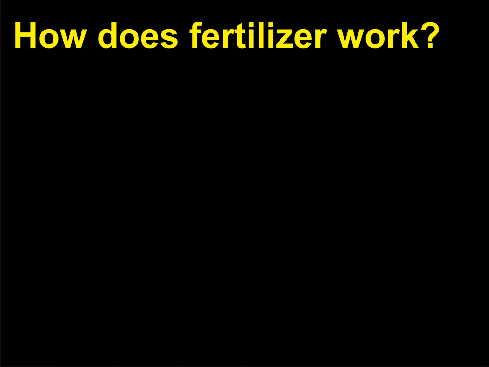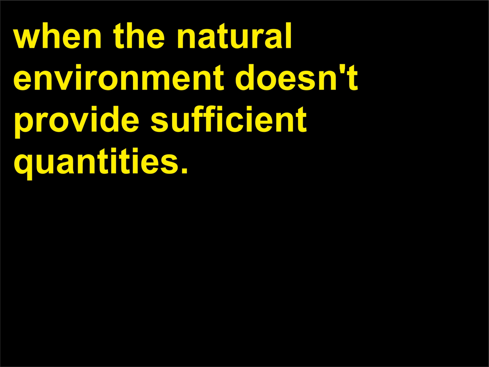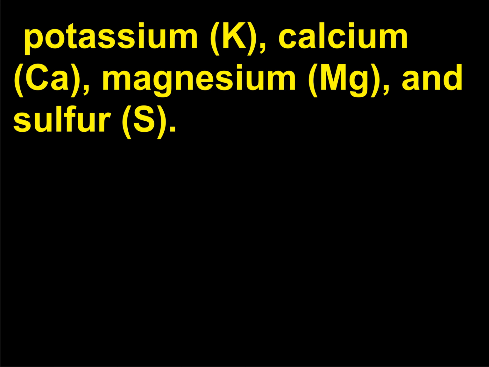How does fertilizer work? Fertilizers are used to get elements that plants need into the soil when the natural environment doesn't provide sufficient quantities. The typical elements are nitrogen, N, phosphorus, P, potassium, K, calcium, Ca, magnesium, Mg, and sulfur, S.